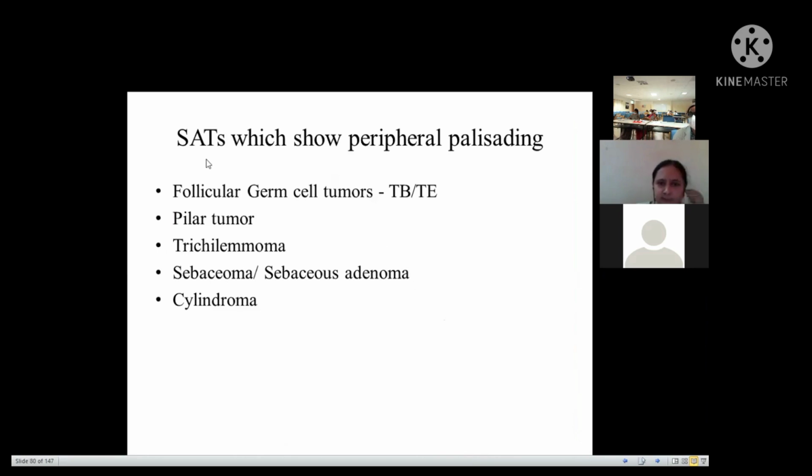So today we saw 3 adnexal tumors which show peripheral palisading. In this case, that is germ cell tumor, trichoblastoma, epithelioma, then pilar tumors and tricholemmomas. Also cylindromas and some of the sebaceous adenomas and sebaceomas can show peripheral palisading.